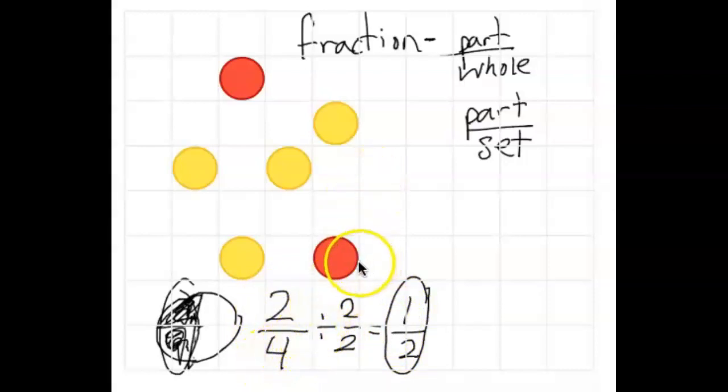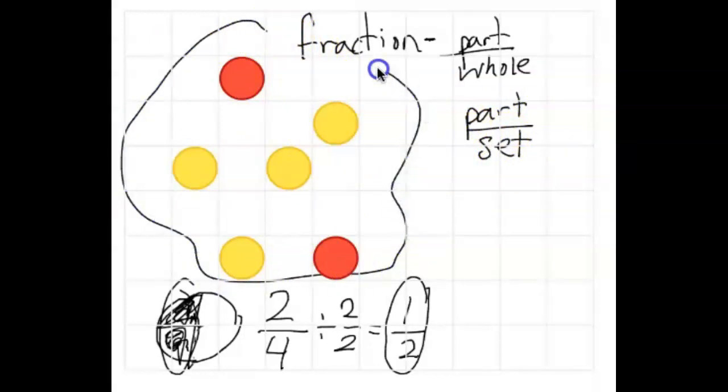Now, fractions can also be parts of a set. So let's say this is just a big old group of puppies, and they're all over the place. 2 of those puppies have spots, the rest of the puppies do not have spots. So the set will be all of the puppies, the entire set all over the place. You count the puppies, and there are 6 puppies total. Then 2 of those puppies have spots. And so the fraction that's going to represent this set is 2 out of 6 puppies have spots.